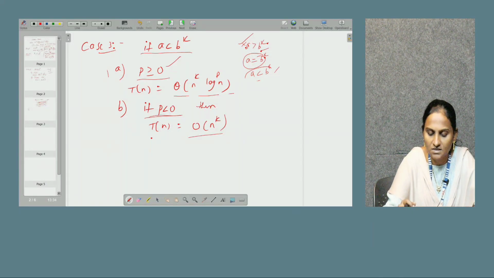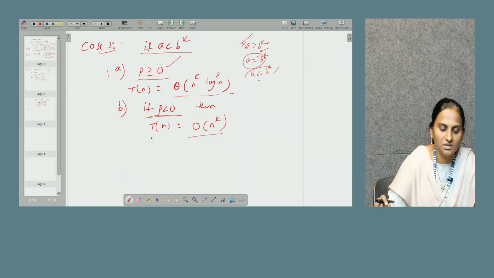Again, in each case: the first case has no subcases, the second case, and the third case have subcases. So in Master's theorem we need to remember the formulas. Only then can we compute the time complexity. If you don't remember the formulas, then we cannot compute the time complexity. Compulsorily, we need to remember these formulas.